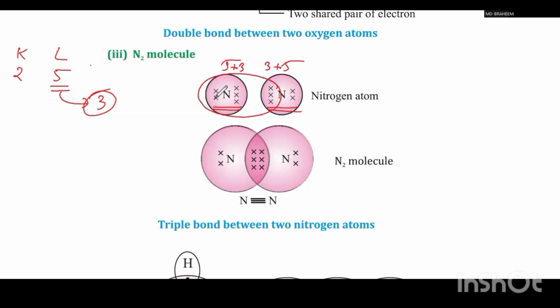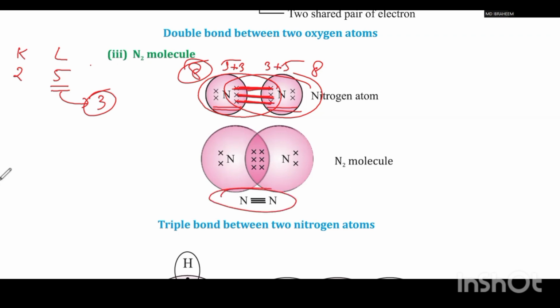This nitrogen has a total of 5, and shares these 3 electrons. Now this nitrogen has a total of 8 electrons, and similarly this nitrogen also shares electrons and now also has a total of 8 electrons. There is a sharing of 1, 2, and 3 pairs of electrons, so nitrogen will form a triple bond, as you can see.